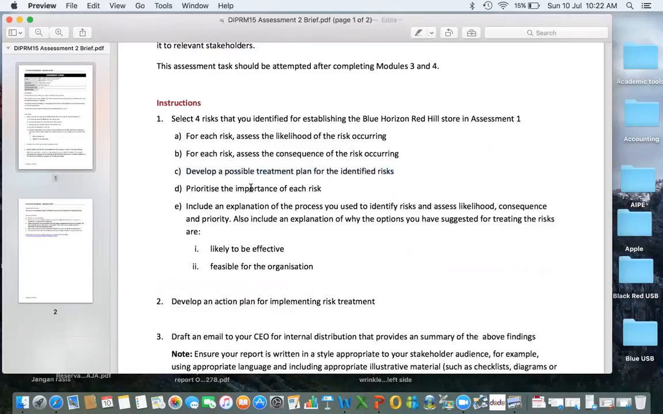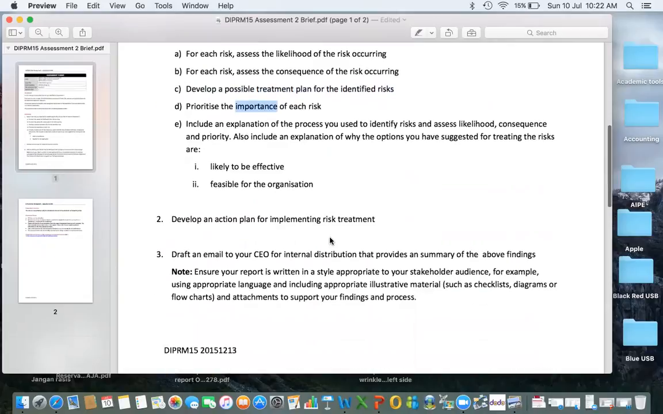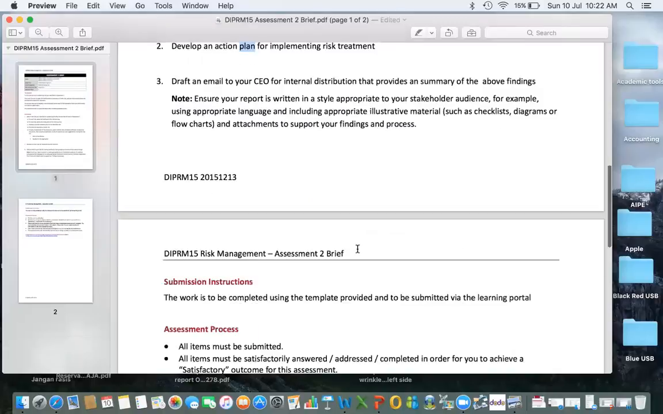Then prioritize the importance of each risk, and also include the explanation. Please explain it. Everything in here you just need to refer to the case study and also the template and action plan. We are going to discuss that as well in module 4. And the last one is to draft an email.